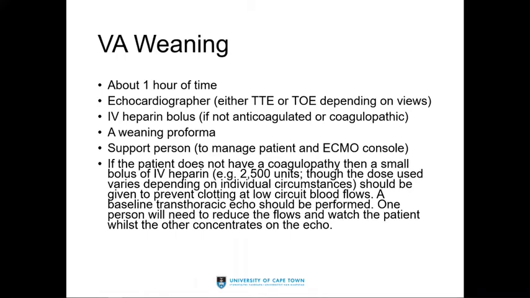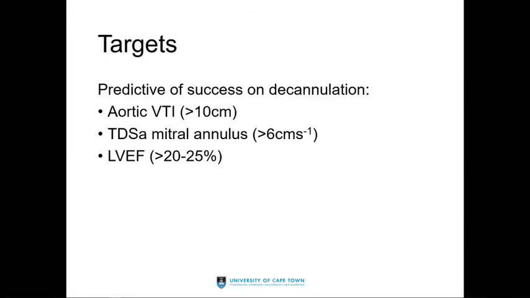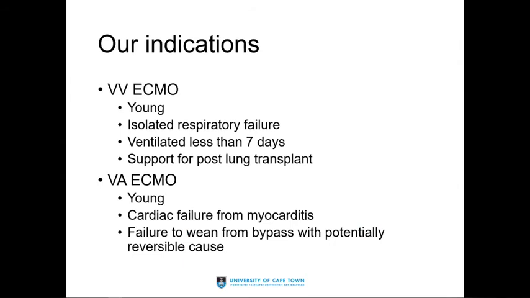So we would potentially give a little bolus and then wean down the support in terms of the ECMO flow rates and increase the adrenaline support. And then you would make an assessment on TOE of how well the heart is functioning and measure these types of variables in terms of saying this is a patient who could potentially be decannulated. Our indications for ECMO, typically I would like to choose younger patients because they do better.